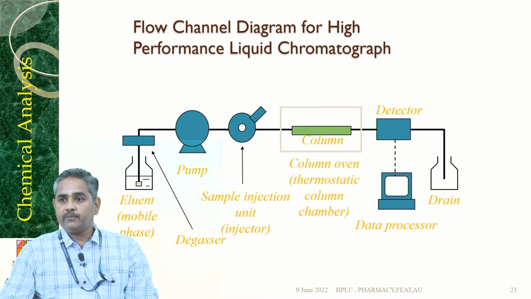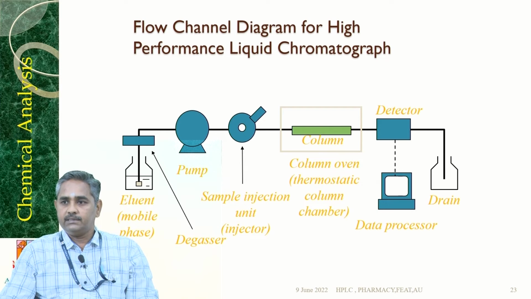Why do we use a thermostatically controlled column chamber? Samples may be volatile at high temperature or room temperature. So a thermostatically controlled column chamber is used, which automatically maintains the temperature below 10 or 15 degrees. Sometimes the mobile phase will evaporate at higher temperature. At that time the temperature needs to be lowered by the automatically controlled thermostatic chamber.